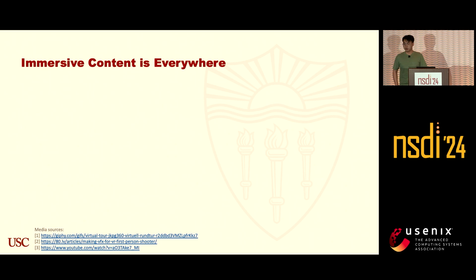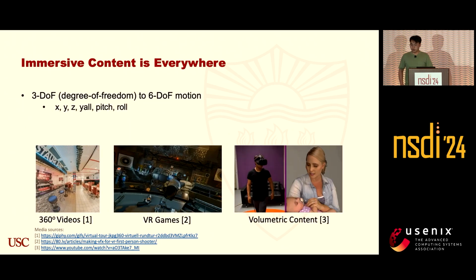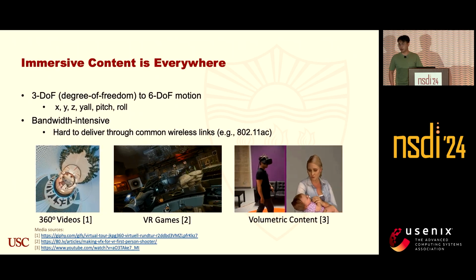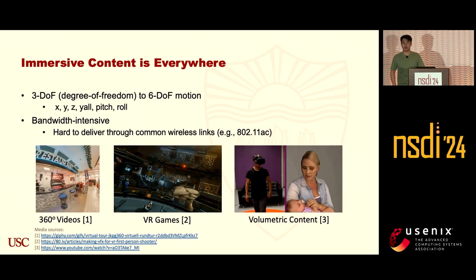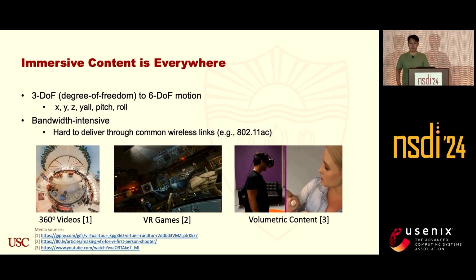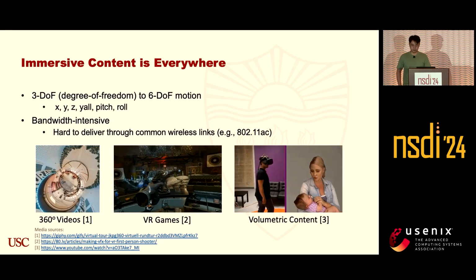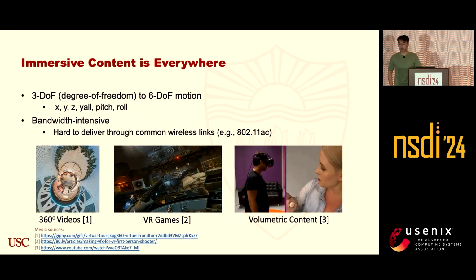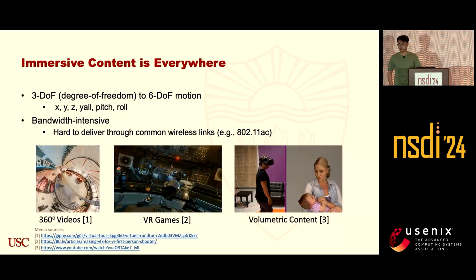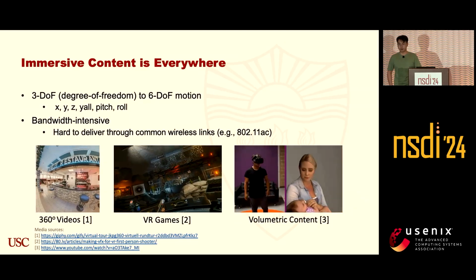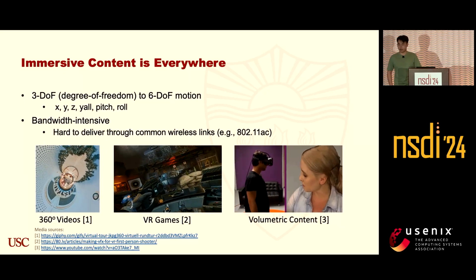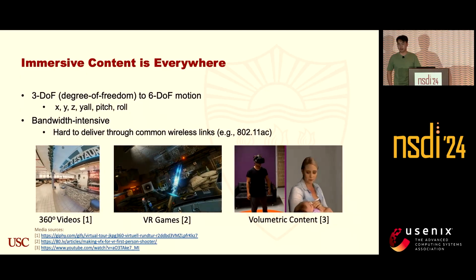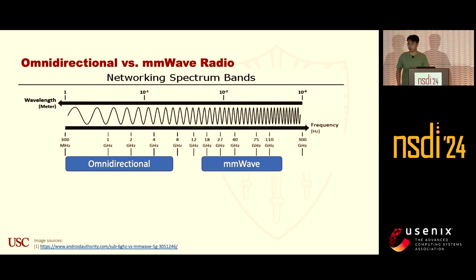So to begin with, immersive content is everywhere. We have these 360-degree videos, the VR games, and the emergent volumetric content, which are typically represented by 3D point clouds or 3D meshes. This content provides the viewers immersive experience by allowing them to exercise 3 degrees of freedom to 6 degrees of freedom motions when watching the video. However, they are also very bandwidth intensive, and it's very difficult to deliver high quality immersive content through common wireless links.